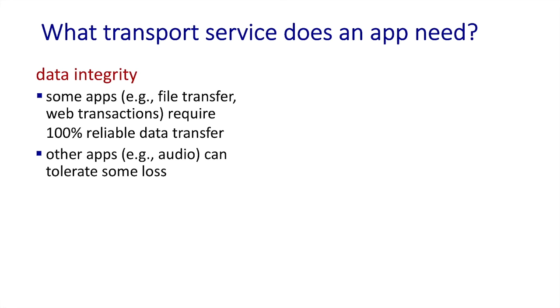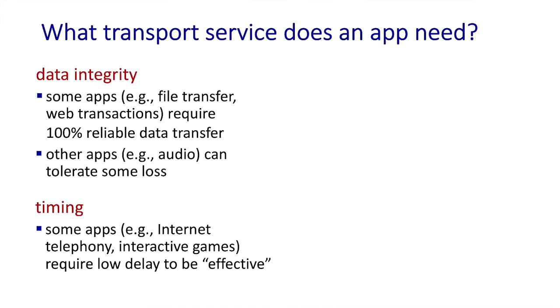But not all applications need reliable data transfer. Packet audio, for example, voice and video, can actually tolerate some packet loss. Some applications may need timing guarantees. Telephony and interactive games really require low delay to be effective, so a transport layer might provide a delay guarantee from sending process to receiving process.